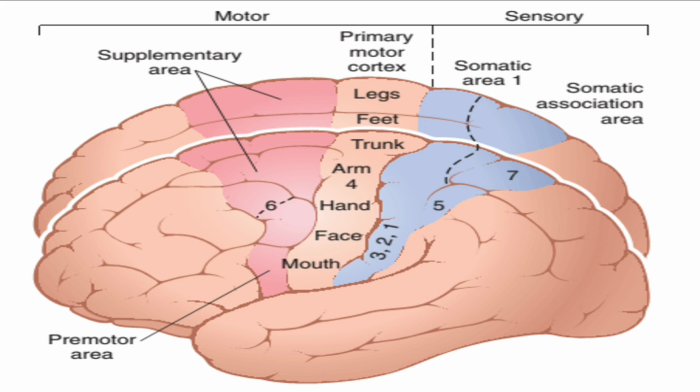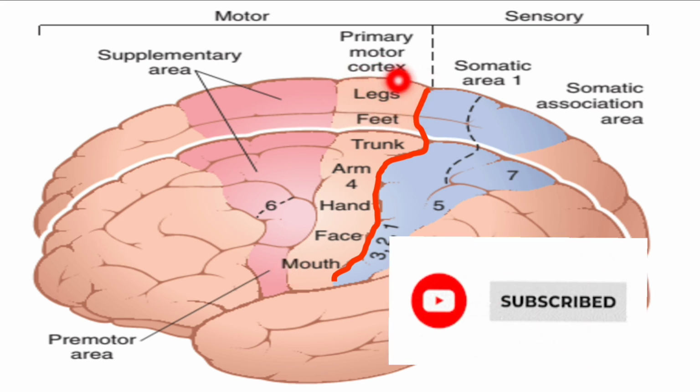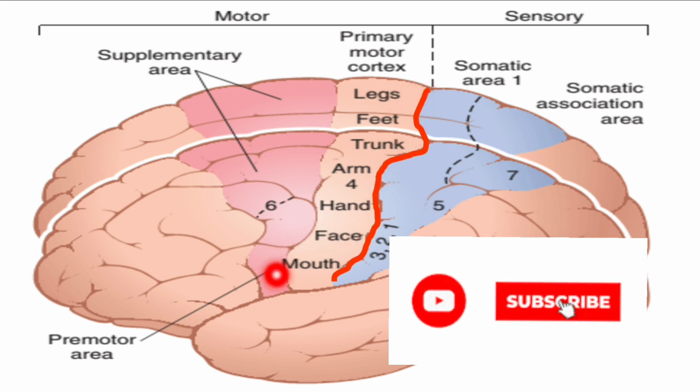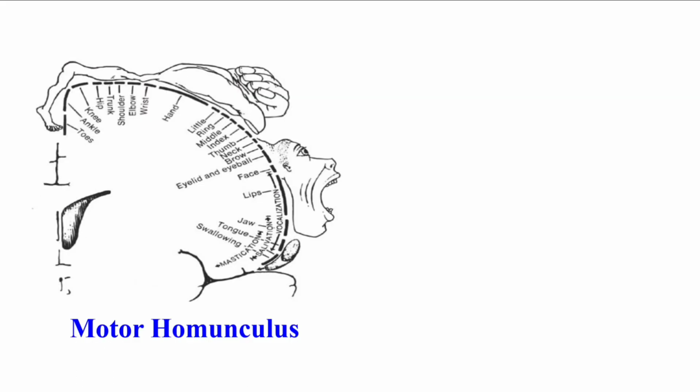Here is another figure of the primary motor area. This one is the central sulcus, and this is the precentral gyrus in which the primary motor cortex is present. You can see that in this primary motor area, various parts of the body are represented, but surprisingly the lower parts of the body, like legs, are represented upward, and the upper parts of the body, like the mouth, are represented downwards. So different body parts are represented, and a figure of the body is formed which is called the motor homunculus.